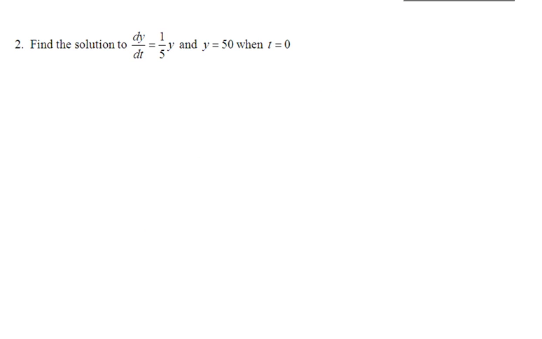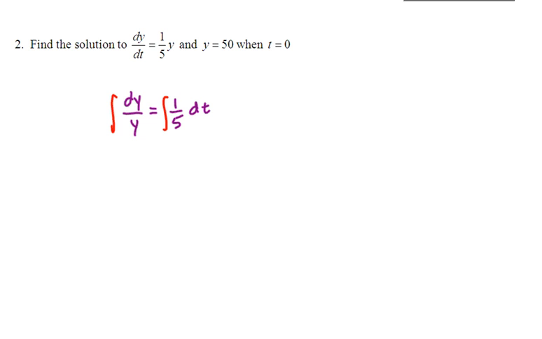The next problem on the homework quiz was finding the solution to this differential equation. So recall that the first step is to get our y's together: dy over y, because we're going to divide both sides by y, equals 1/5 dt, because we're going to multiply both sides by dt. Next step is to integrate both sides.